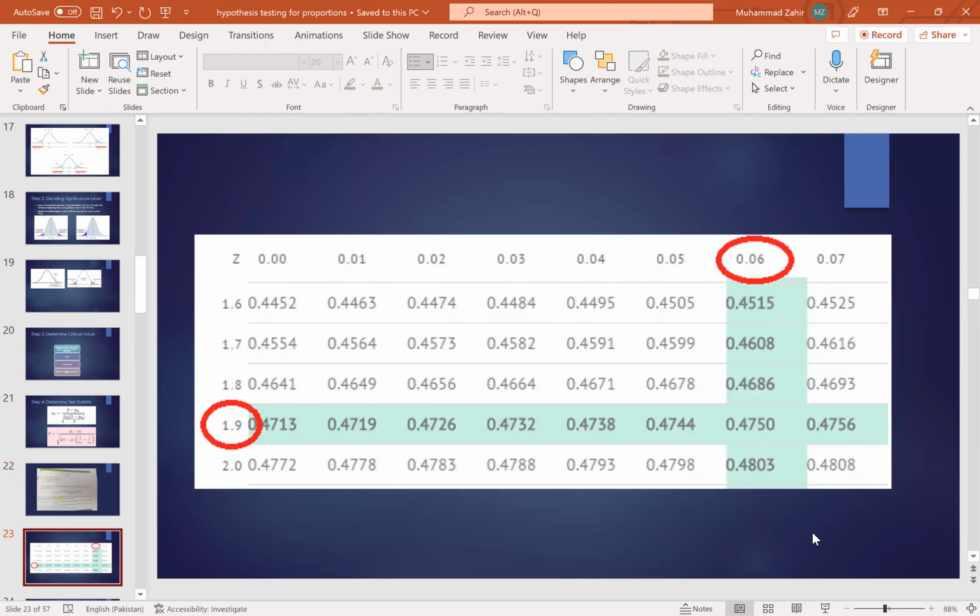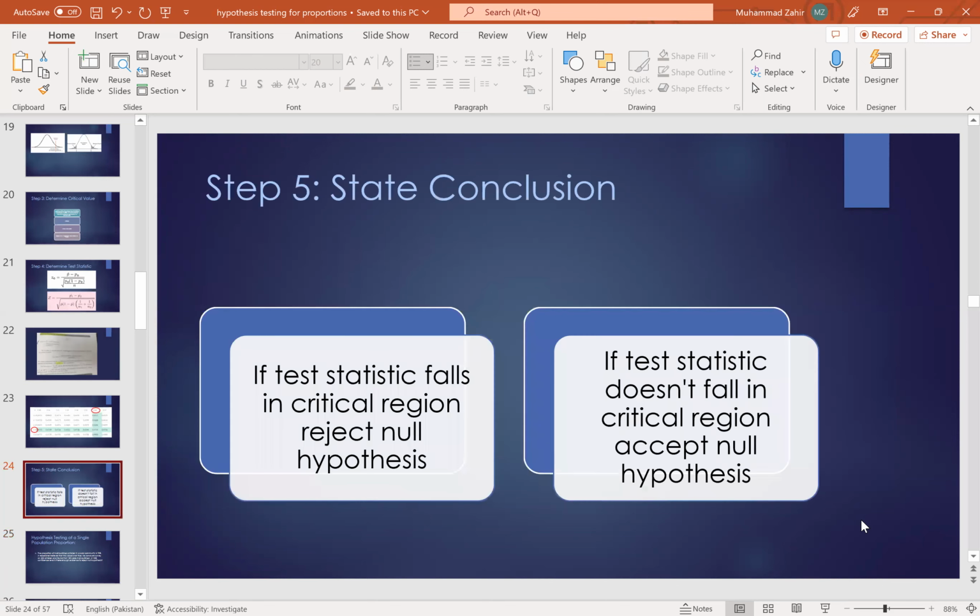Z-table. Whenever we calculate the z-score, we then go to the z-table to find the value. According to our value, we go along a row and then down a column, and where they adjoin each other, we take that value. That is called the z-value. Step 5 comes as the conclusion stage. If the test statistic falls in the critical region, you reject the null hypothesis. If the test statistic does not fall in the critical region, you accept the null hypothesis.